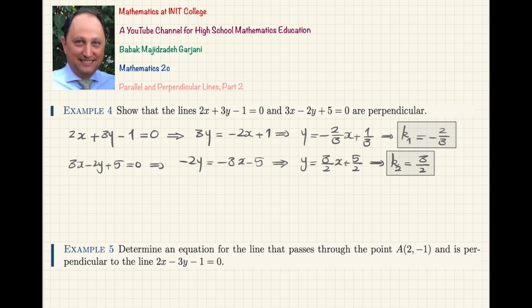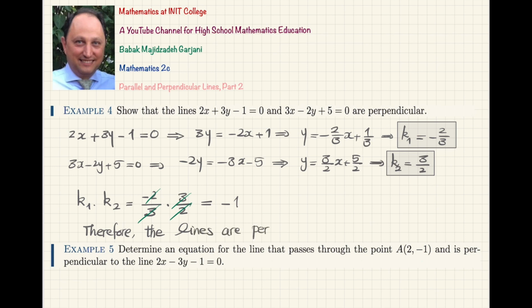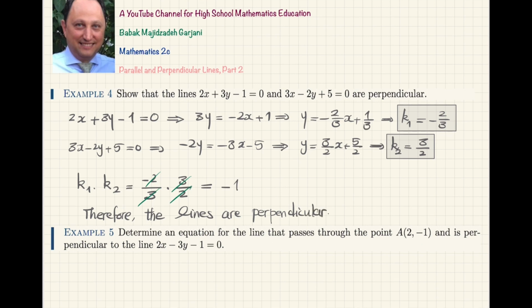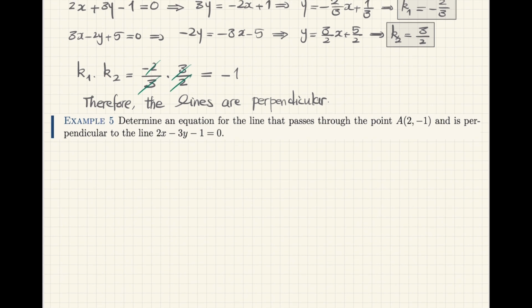And now I multiply k1 by k2 to see what the number is. The first number is minus 2/3 and the second number is 3 over 2. And I hope that you immediately see that this 3 and that 3 are cancelled, this 2 and that 2 are cancelled. Because of that negative sign, I get minus 1. So therefore, the lines are perpendicular. Okay, so that was also very simple. Again, a standard problem we have here.